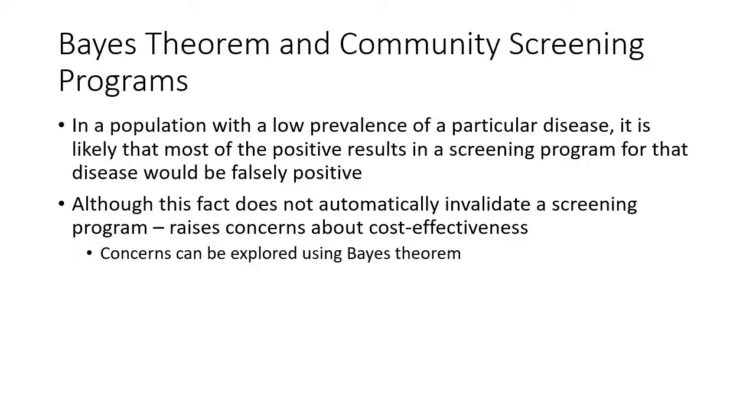And I'll show you some examples of this in just a few seconds. But again, it helps us to guide things like, do we do screening programs for everything? Do we need to test every single person for a particular disease state or not? A lot of times, things like Bayes' theorem are helping us to make that decision. And so it can help from a cost effectiveness standpoint.